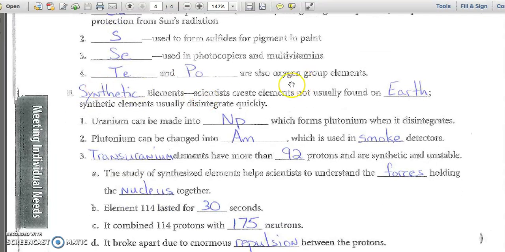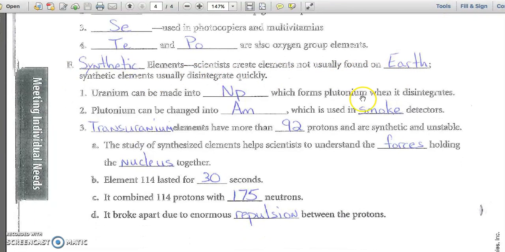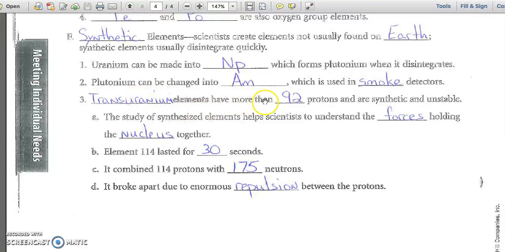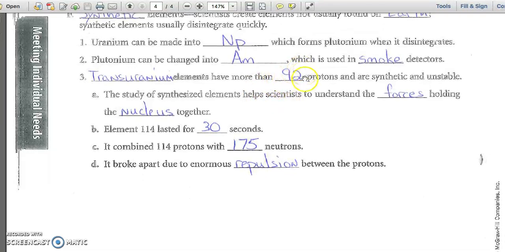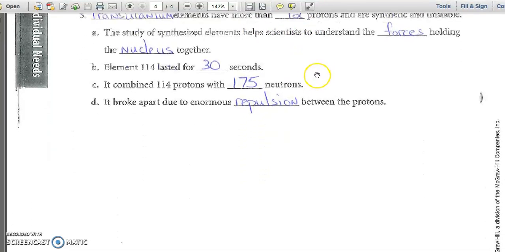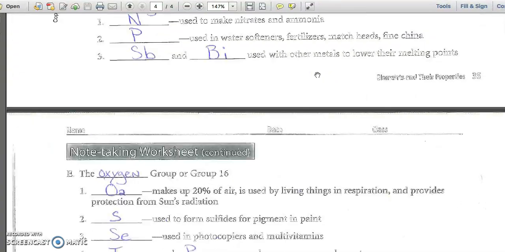Synthetic elements are ones that we create. They're not usually found on Earth. That's an important point to remember. Transuranium elements have more than 92 protons. All of them are synthetic and unstable. There are some other synthetic elements that have less than 92 protons, like technetium, and I think the other one is promethium. Okay, so there's that note outline.